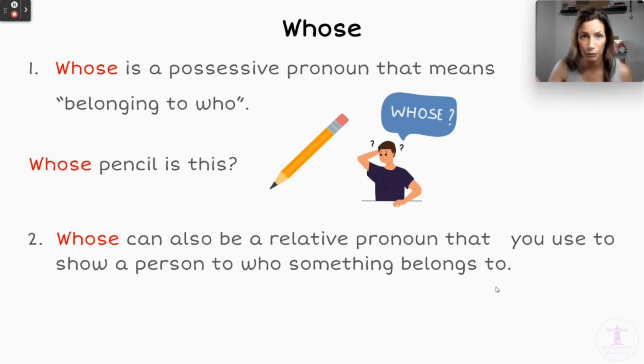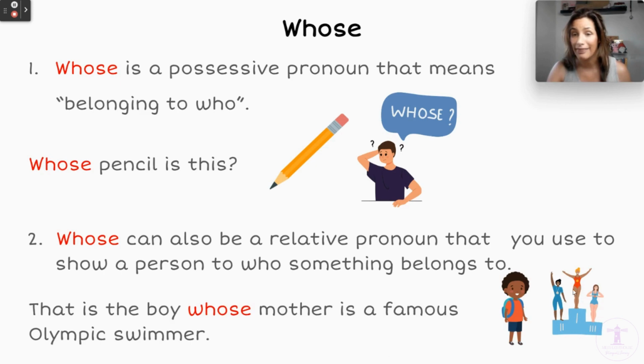So let's look at an example so that we can understand it a little bit better, okay? In this case, we have a little boy. I'm showing a person. This little boy. And then this is his mom, his mother. This mom, whose mom? His mom. This mom is his mom. So I'm going to use whose to show that the mom belongs to the little boy. I'm going to read the sentence. That is the boy whose mother is a famous Olympic swimmer.